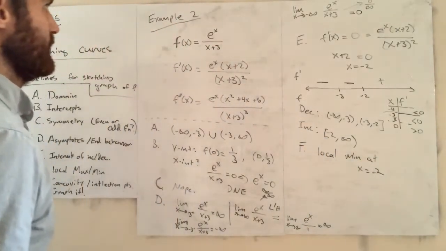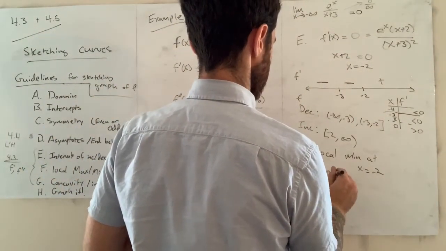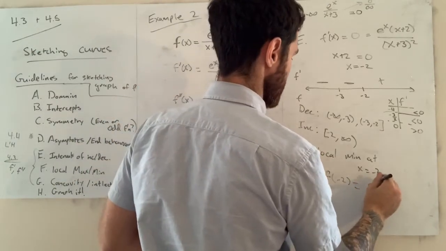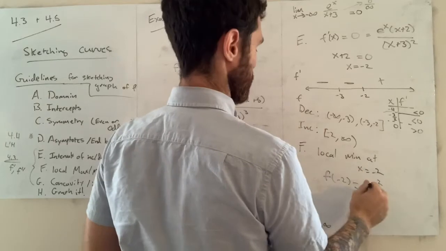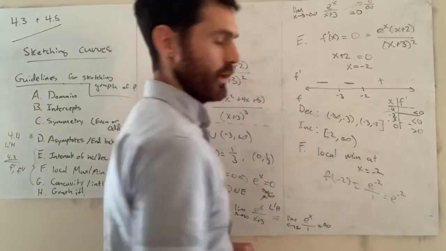And we can even plug that into our function. It's not going to be too funky. So that's f of negative 2. You're going to get e to the negative 2 over 1, or e to the negative 2, whatever that value is.